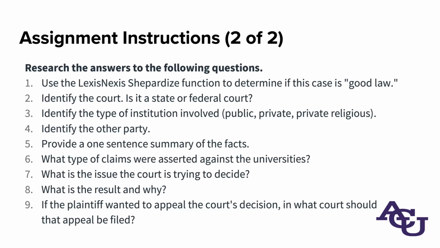Identify the other party. So this is the party that is usually the one that's being sued. One sentence summary of the facts. The other party is not always the institution because you might have an individual, but summary of the facts. Okay, what's going on? In roughly 3 lines or fewer, can you give us a good idea of what's going on in the case? What type of claims were asserted, in this case against the universities? What is the thing the court is trying to decide? What was the result? What was the basis for that decision? And then if the plaintiff wanted to appeal the court's decision, in what court should that appeal be filed?